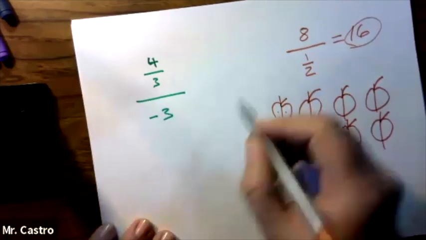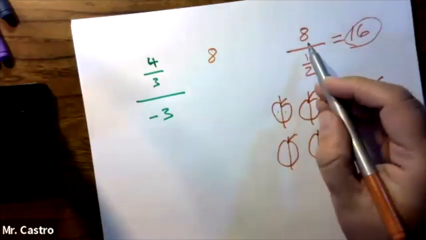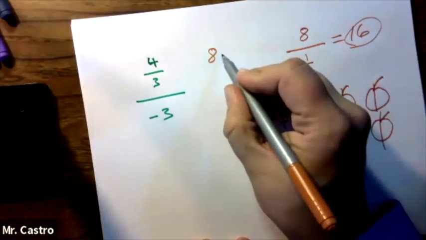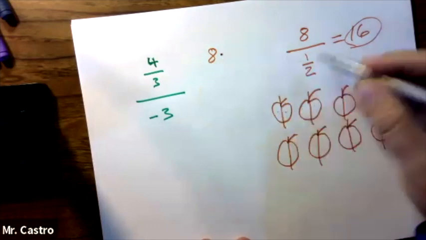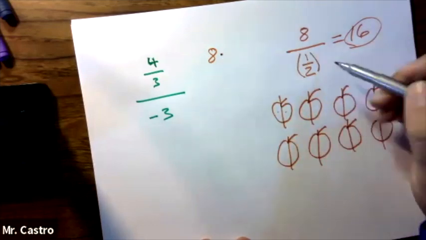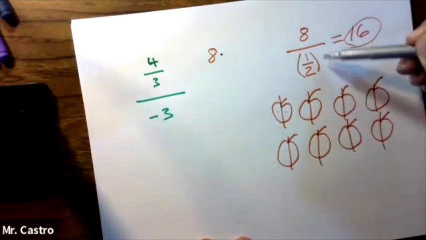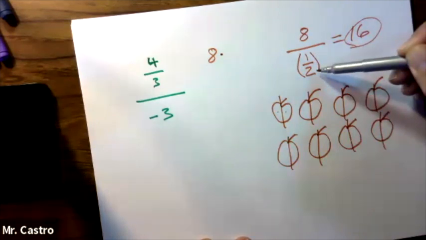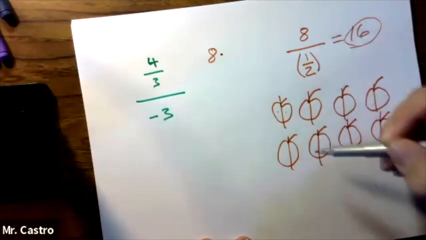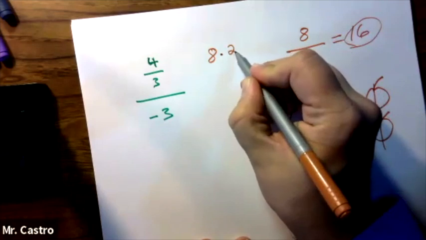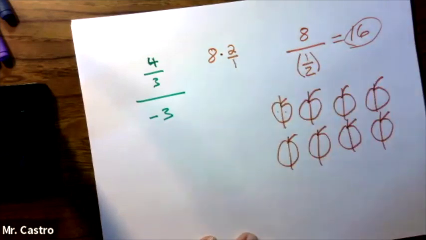So if I have the number 8 divided by a half, what I have is I am multiplying by the reciprocal or the inverse of 1 over 2. So 1 over 2, the reciprocal of that would be 2 over 1.